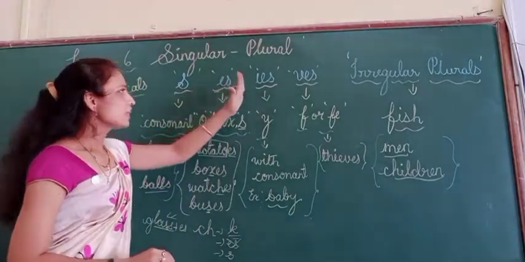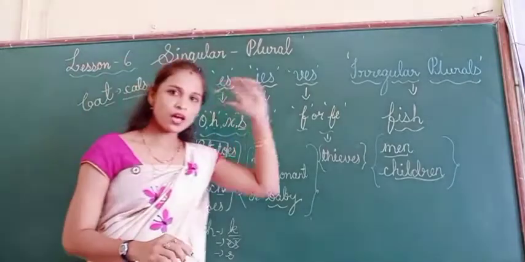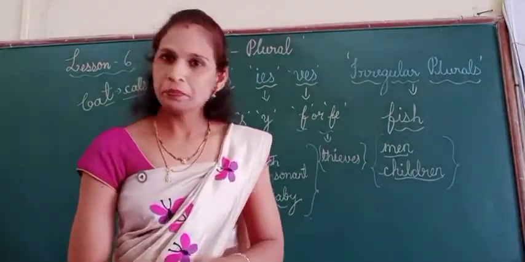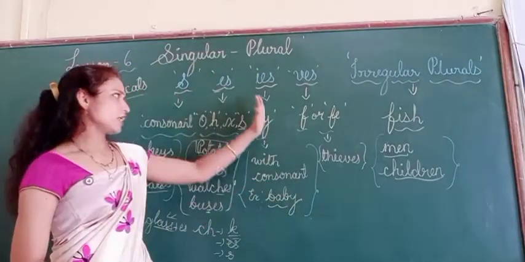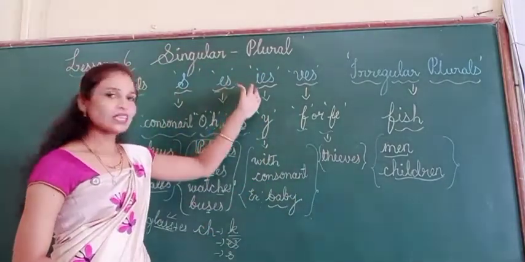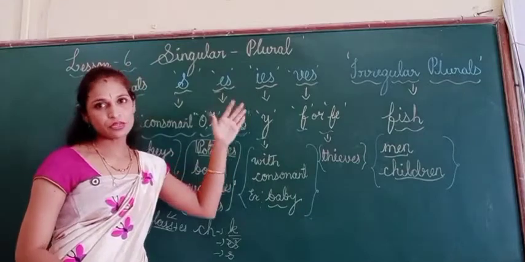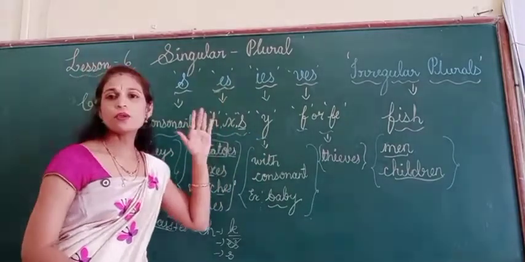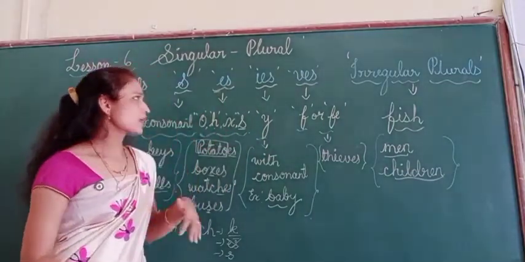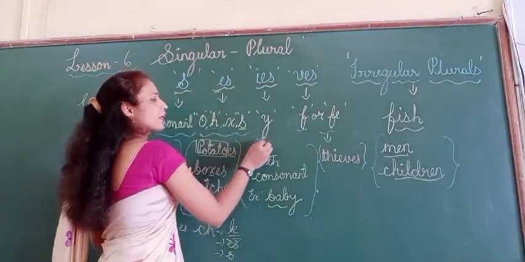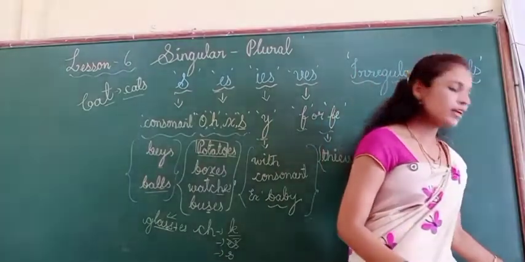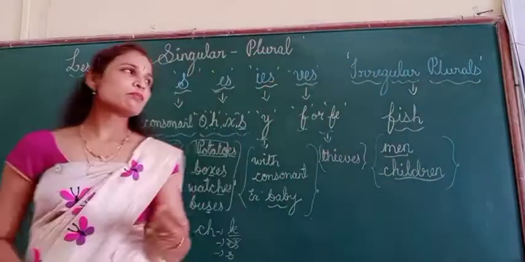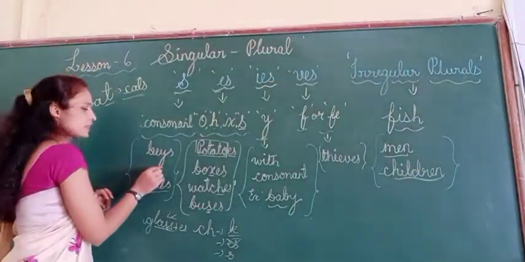Here, IES. You have learned it in your previous classes, even so, I am going to explain it in this class. Okay. When we get Y, here is a confusion. I know what that is. You may say, ma'am, in key also Y is there, right?